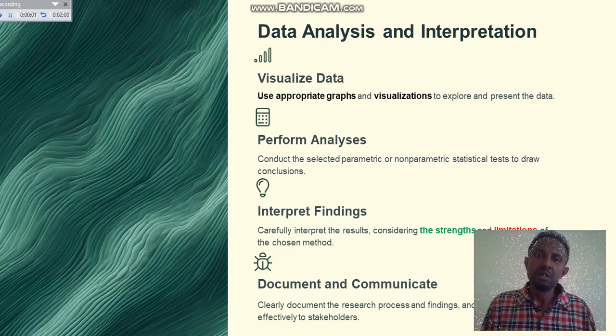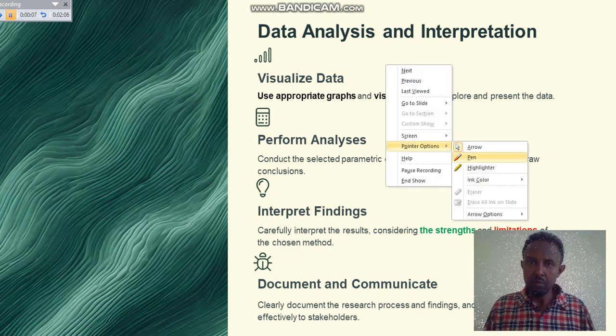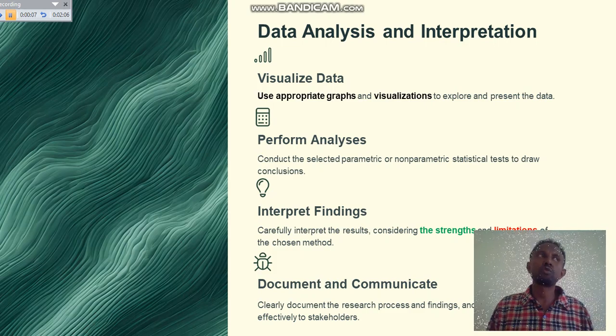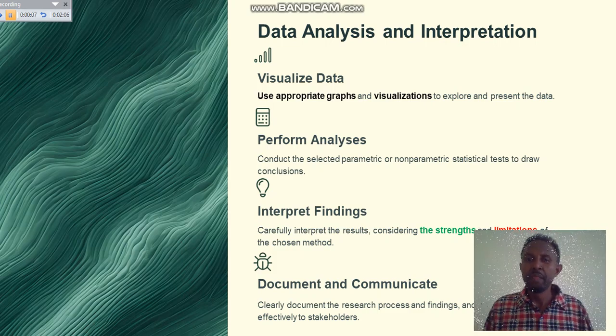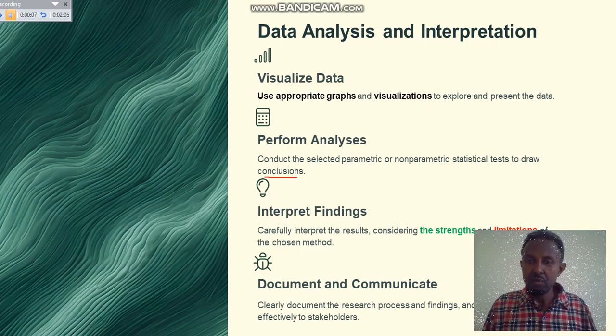Data analysis and interpretation can be exhibited using four steps. The first one is visualization, the illustration in the form of graphs, which is common. The second is to perform analysis to draw conclusions. The third one is to interpret the findings. When we interpret the findings, we consider the strengths and the limitations, and document and communicate the final report.